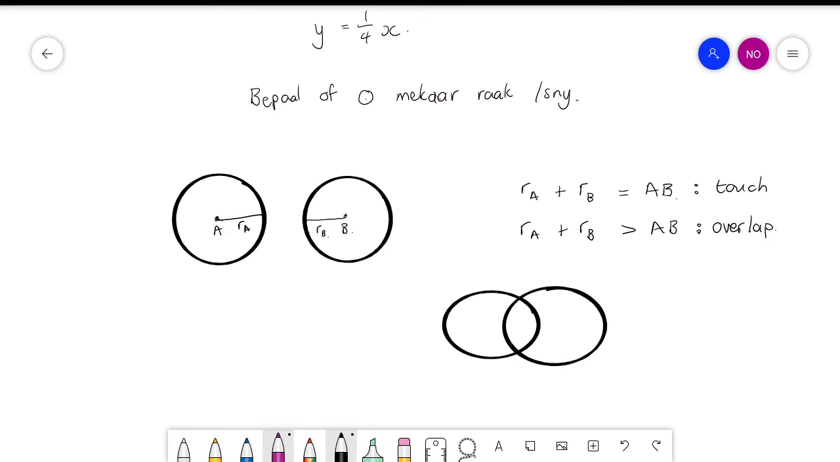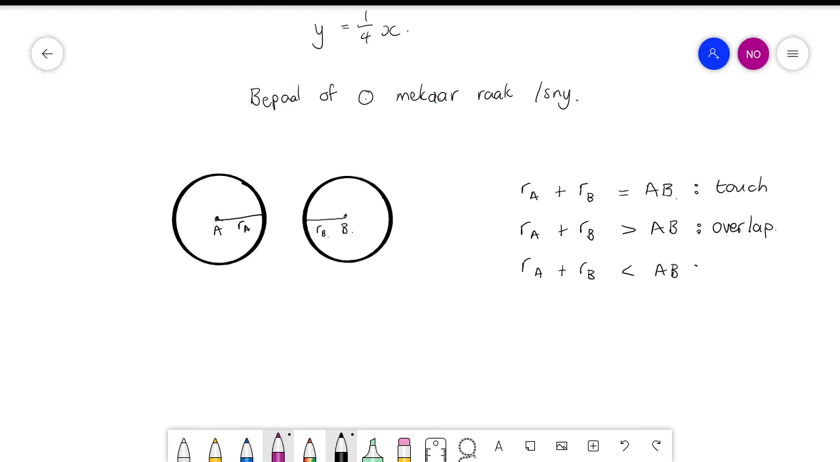Okay. And the last situation we have is if radius A plus radius B is smaller than AB, they don't touch. Does that make sense to you? Yes? No? Okay. Good. I'm going to quickly look at the example in your books.